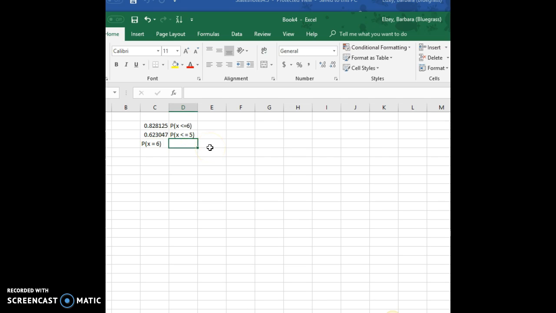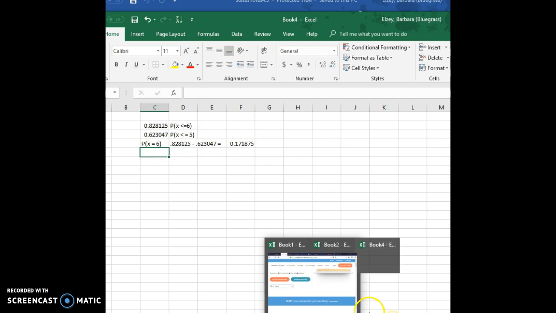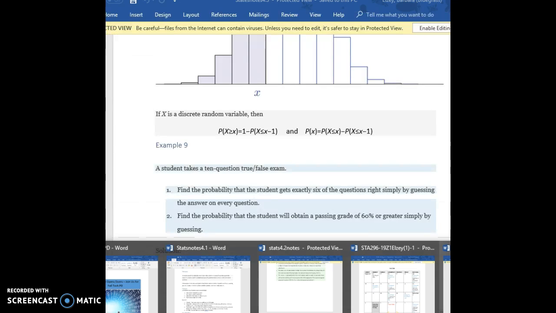So the probability x is less than or equal to 6 minus the probability that x is less than or equal to 5, and this ends up being 0.171875.